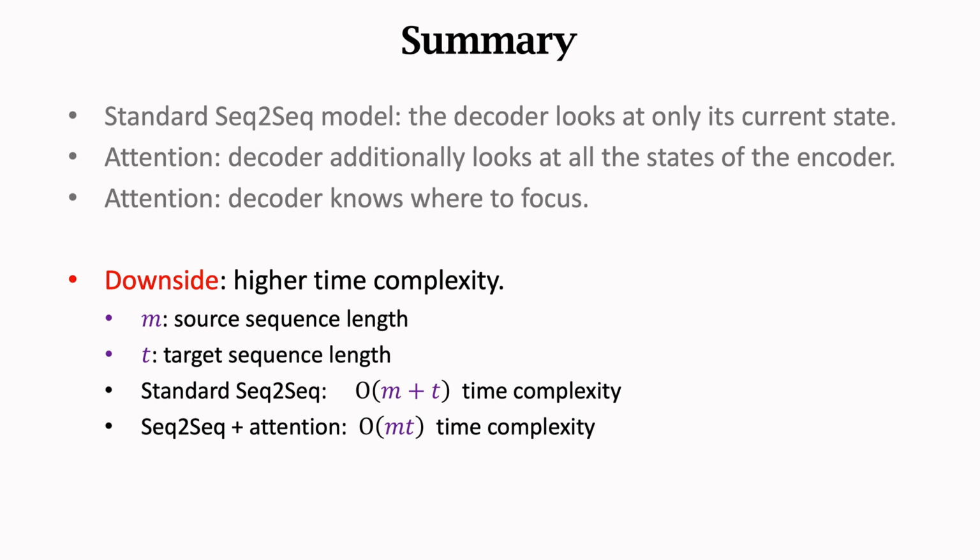The downside of attention is higher time complexity. Let m be the source sequence length and t be the target sequence length. In the standard sequence-to-sequence model, the encoder goes one pass over the input sequence, then we will never look back at the encoder states again. The decoder generates the new states sequentially. The overall time complexity is merely m plus t. However, with attention, the time complexity becomes big O of m times t. The time complexity is much higher. It is because in every step, the decoder needs to look at all the states of the encoder.